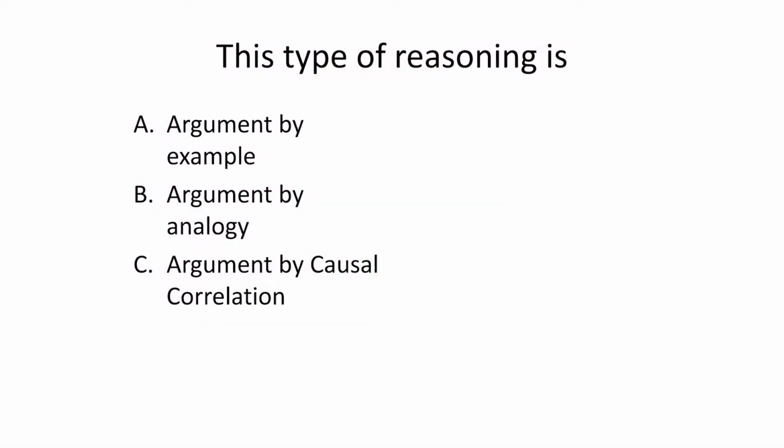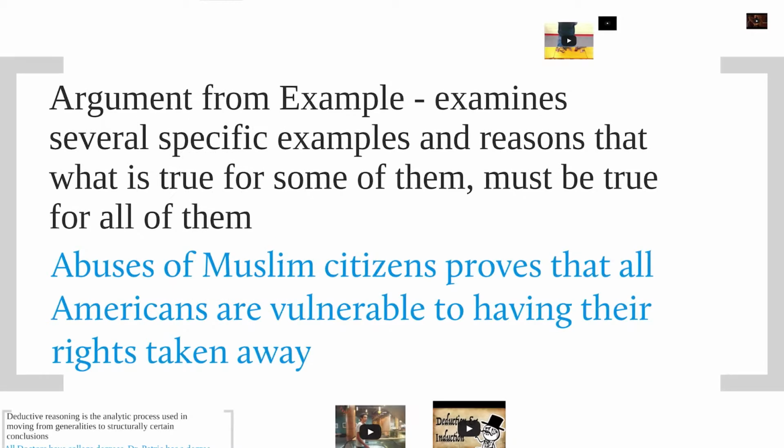First type of induction is called argument from example. This examines several specific examples and reasons that what's true for some of them is true for all of them. So anytime that someone uses a particular set of a population and says that must be true for the whole population, you've got argument from example. Here's an example. Americans are vulnerable to having their rights taken away because of what happened with Muslim citizens after 9/11. Now they're using one specific subset, Muslim citizens, and reasoning that must be true for the entire population. This is argument from example.